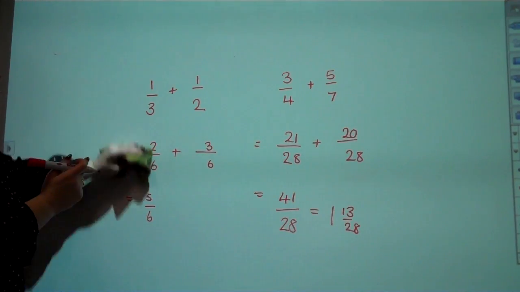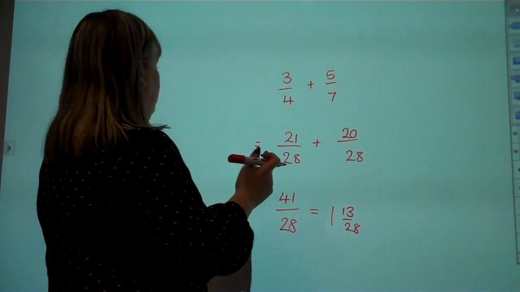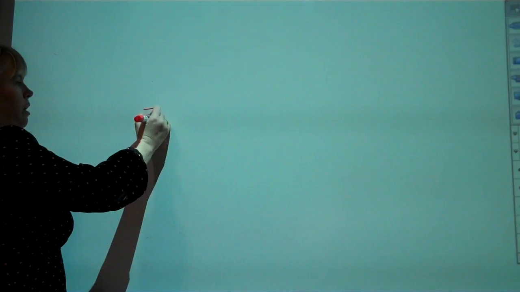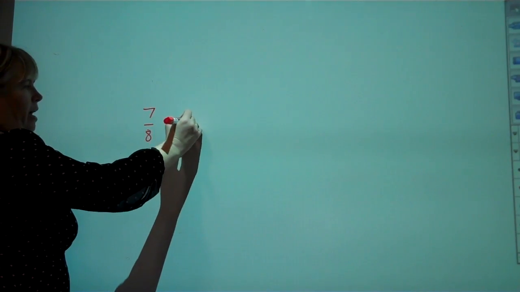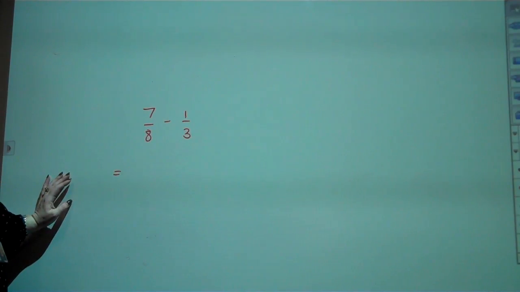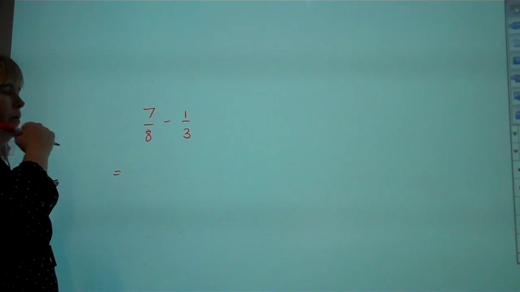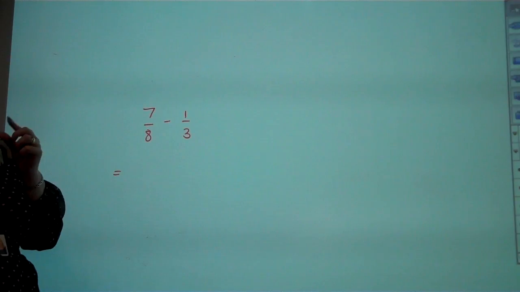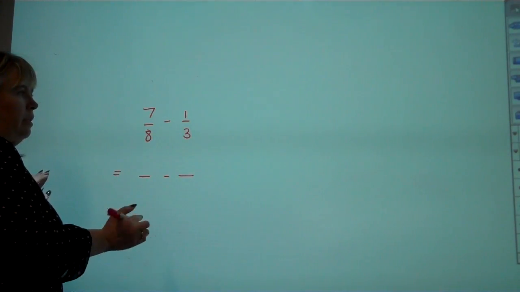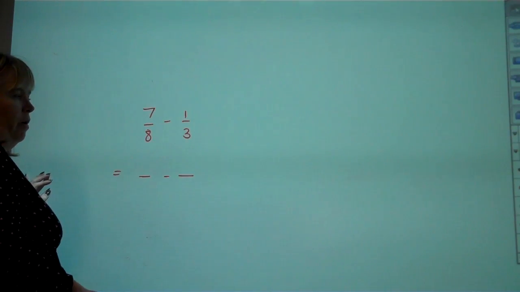Okay? Right, let's have a look then at 7/8 take away 1/3. Okay, so 7/8 take away 1/3. You could be copying these into your book while I'm doing them with you, so you've got them to look back on. Okay, subtracting fractions, it's exactly the same process as adding a fraction. You need to have a common denominator. So, what do 8 and 3 both go into?